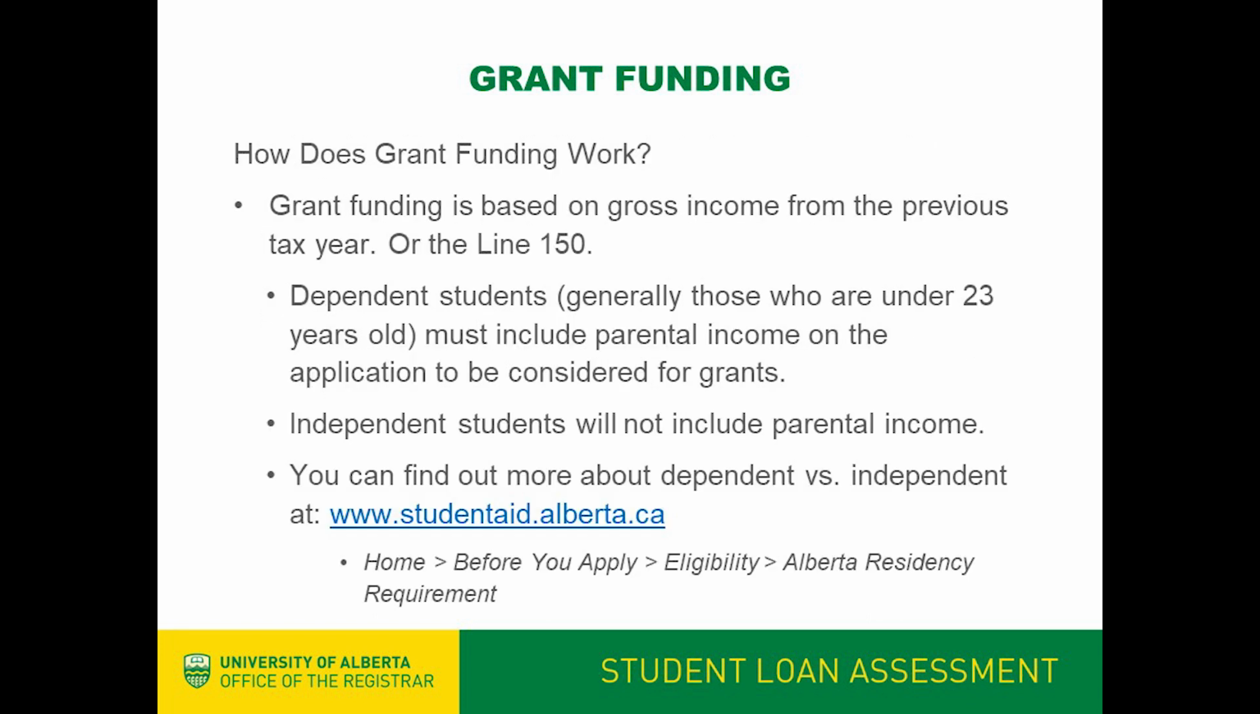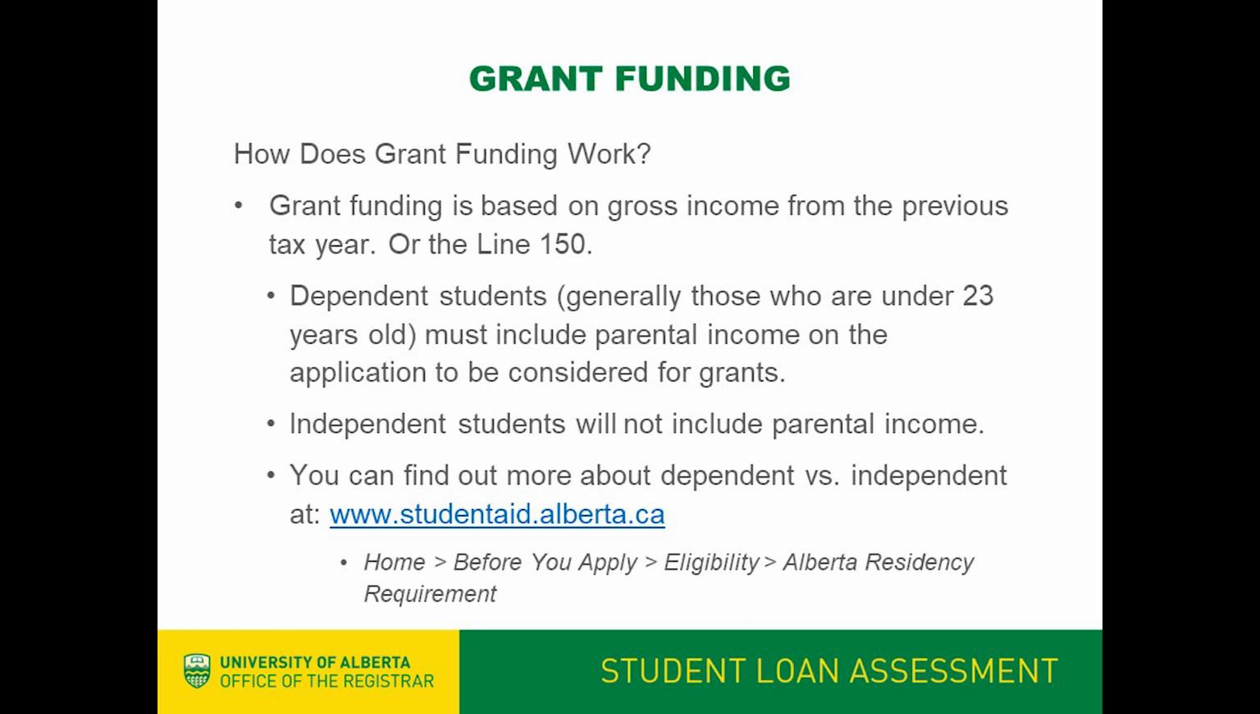How does grant funding work? Your eligibility for grant funding is based on your gross income from your last year's tax return, or the Line 150. If you're a dependent student, then the grant funding is based on your family income. A note, for Alberta Student Aid definitions, a dependent student has nothing to do with whether your parents are supporting you or not. Generally, a dependent student is someone who is single with no dependents under the age of 23.